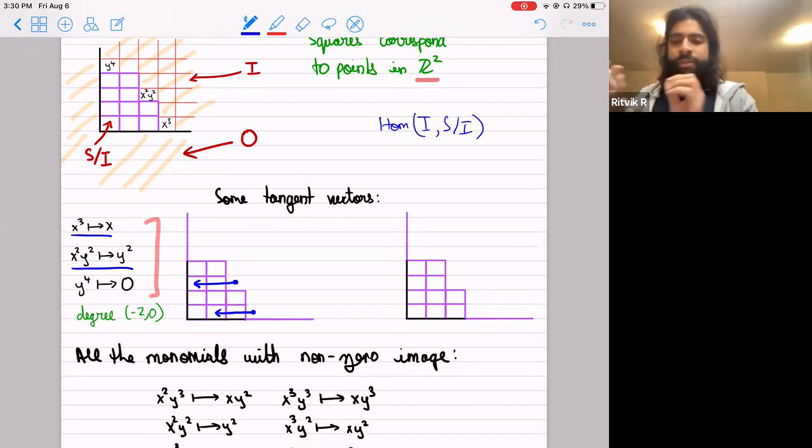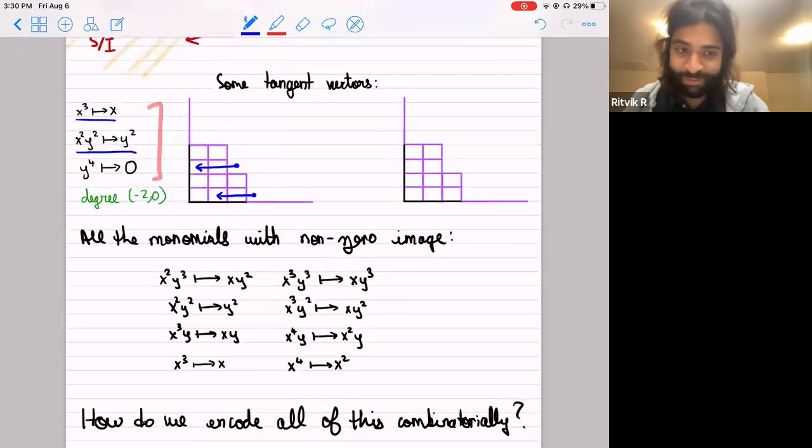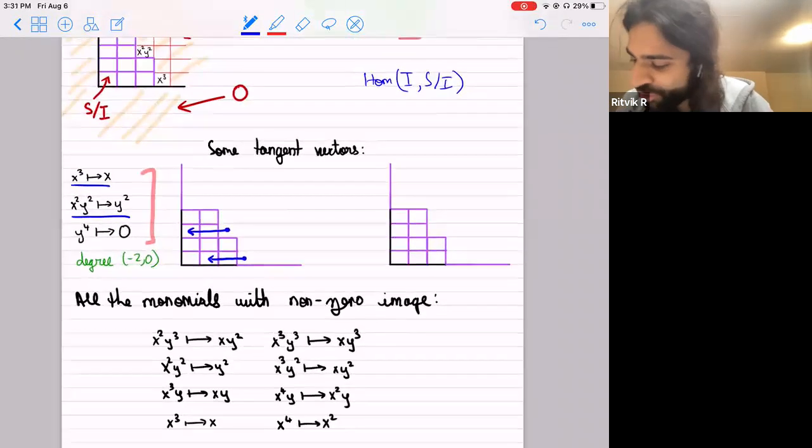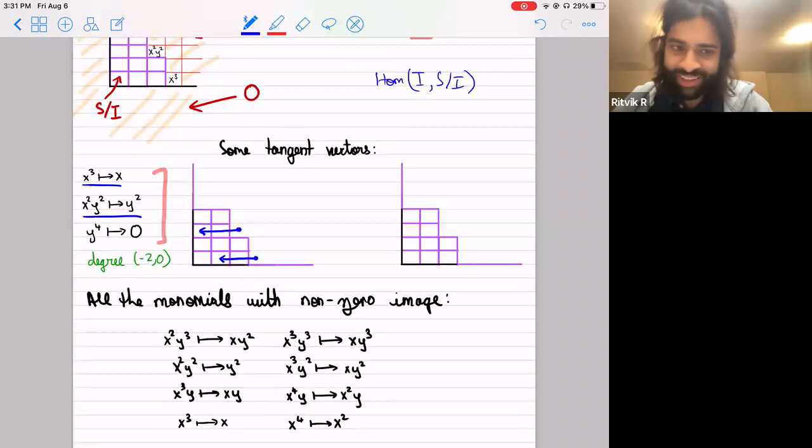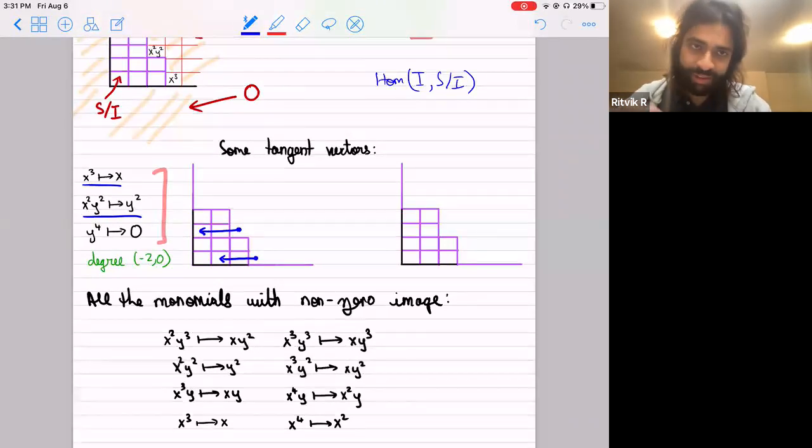So we represented a tangent vector by these arrows. Okay. Now, because we only described what it does on the generators, you also kind of want to know what happens to all the monomials in the ideal with non-zero image. So here's a list of them. Essentially what you're doing is just using the fact that it's an ideal and multiplying by X and Y and seeing how the homomorphism is defined.